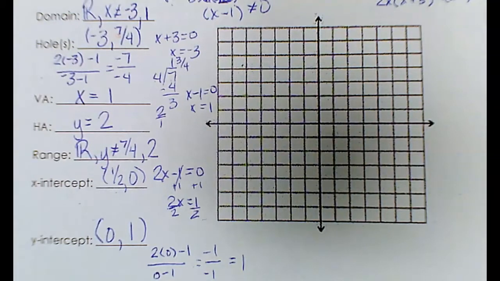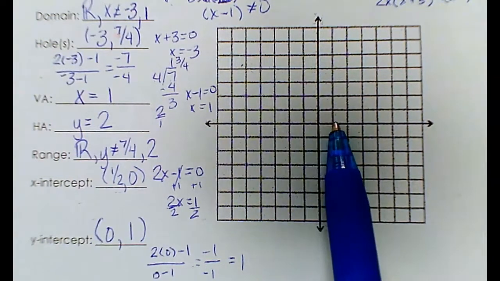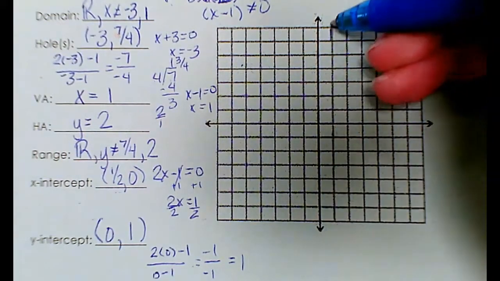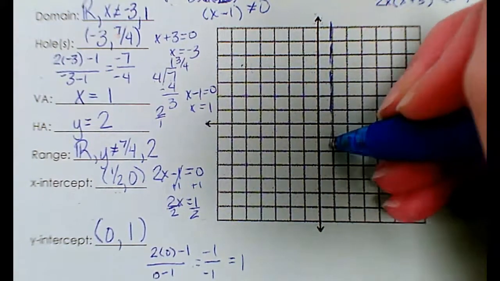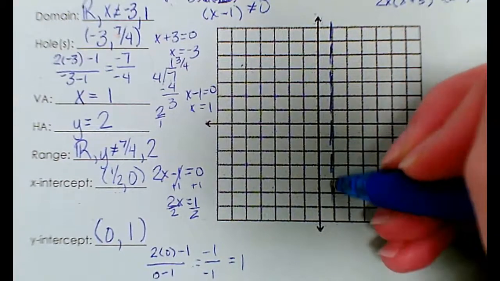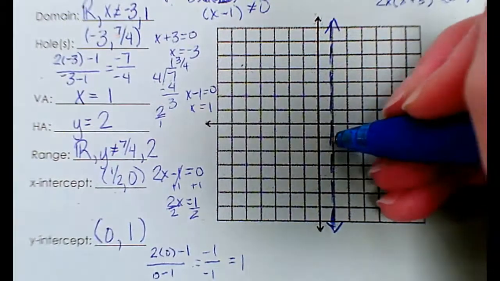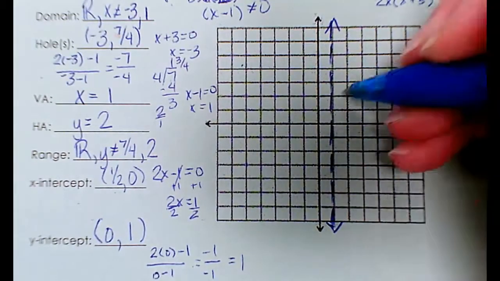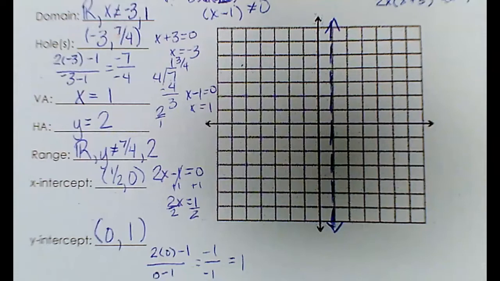Okay? So vertical asymptote, vertical, straight up and down, occurs at x equals what? X equals 1. So I'm going to go find x equals 1, and I'm going to put a vertical asymptote right there. I'm using a dashed line because it's not part of my hyperbola, but it's kind of a boundary for my hyperbola. It's like repelling my hyperbola, like a magnet.